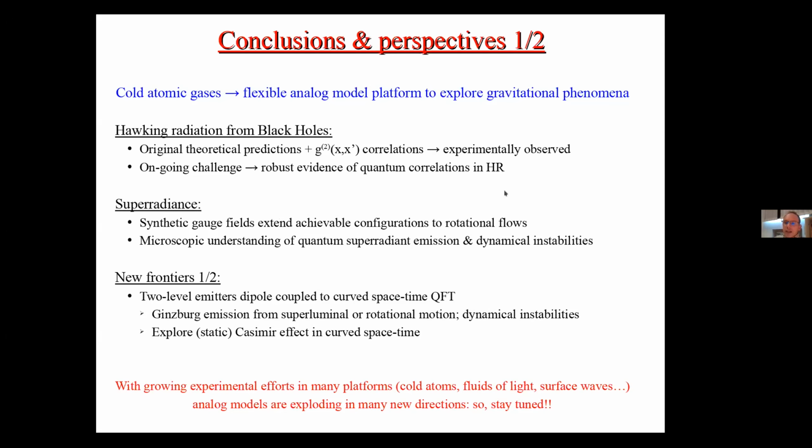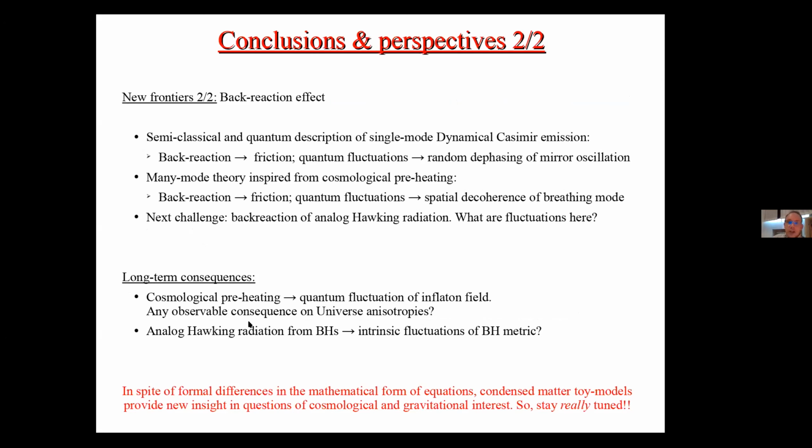This is something which is studied a lot by Jamir Marino in Mainz. And here are some interesting long-term consequences of these backreaction effects, which are to try to understand what is the meaning of these quantum fluctuations in high energy physics. So are these quantum fluctuations of backreaction of any importance, for instance, on the anisotropies of the universe, or do they have any role in the intrinsic fluctuations of a black hole metric in its stationary state during evaporation?